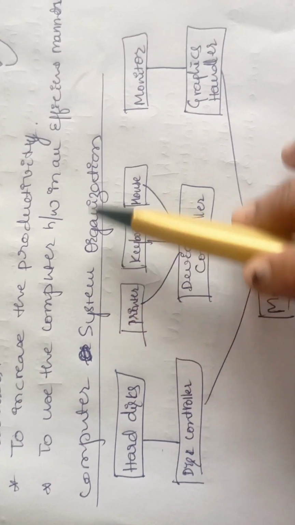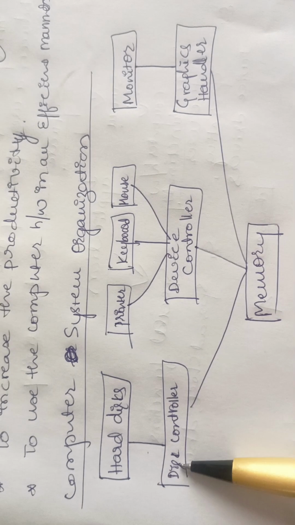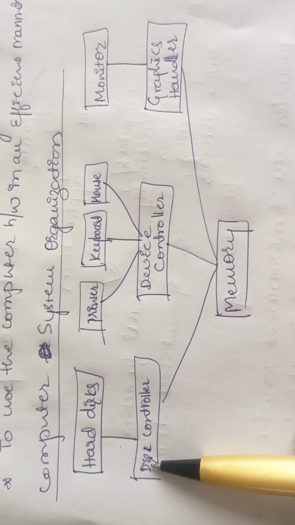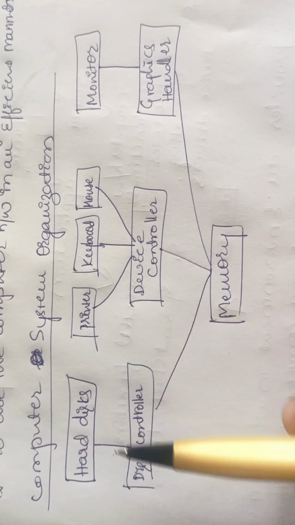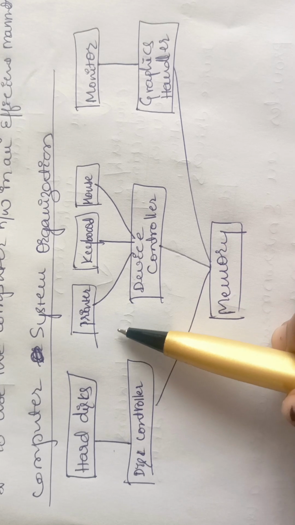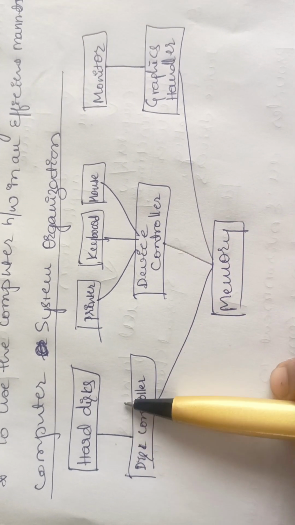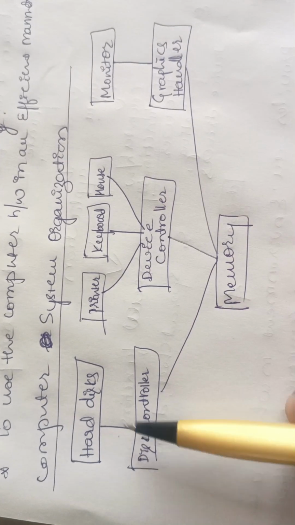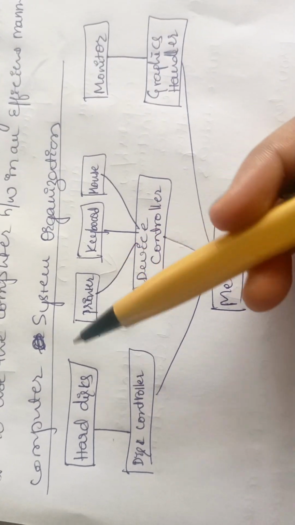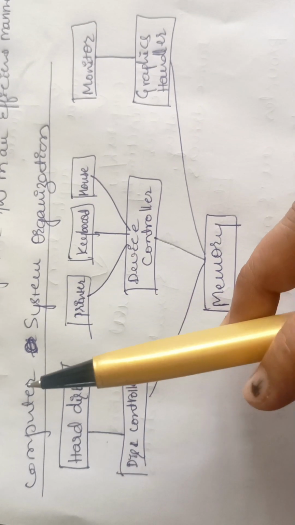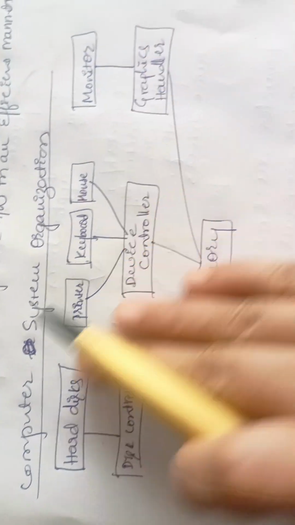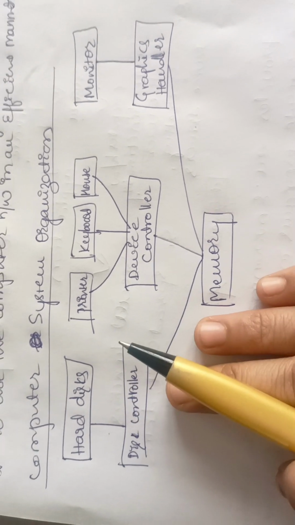computer system organization. Computer system organization means the system is a combination of many parts, right? Like input output devices, secondary memory, CPU. These are all the combination, that will be connected to the system. So keyboard, mouse, printer and CPU, then monitor, all these things will be connected to the system. That is together called a computer system. So this is how the computer system will be organized.